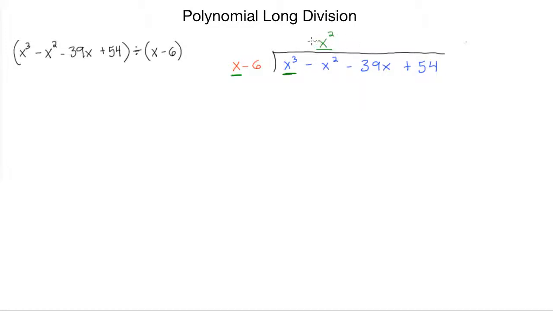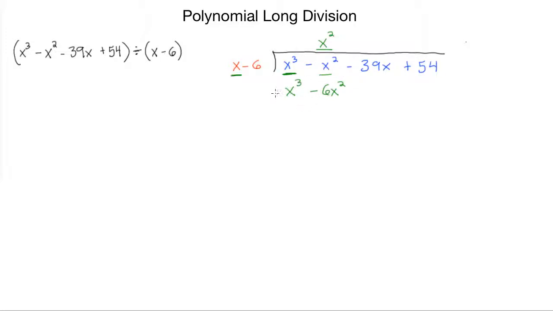Now let's distribute it. x squared times x is going to multiply to make x to the third. But I also have to multiply x squared times the negative 6. So I'm going to end up with negative 6x squared. All right, so we're just focused on the first two terms. We're seeing how many times this thing can fit into it.